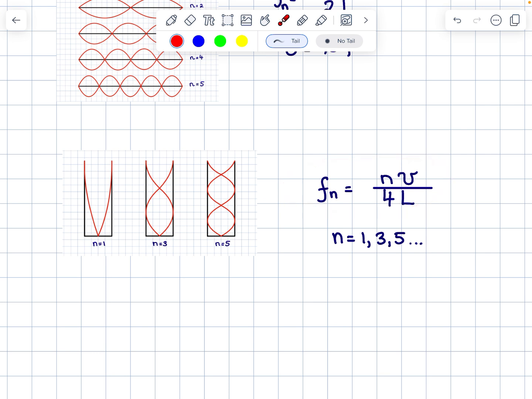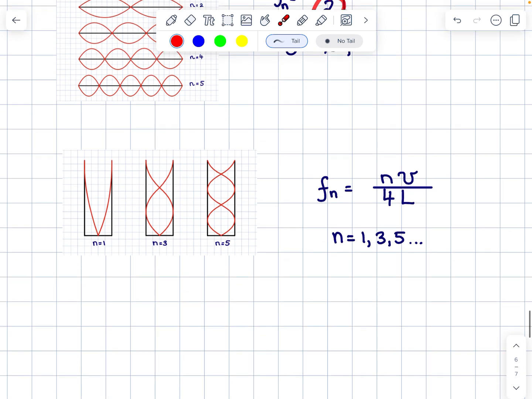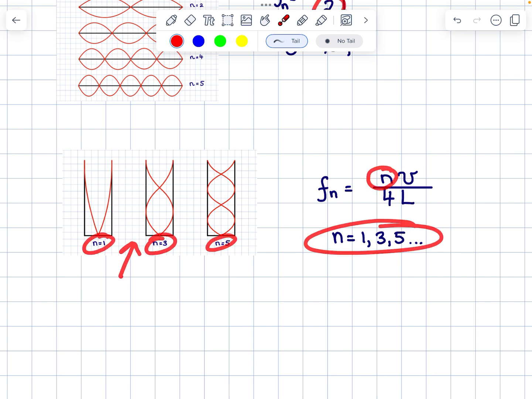There's two things that are different about it. Since the velocity of the wave is the sound wave, this V here is 341. It's the velocity of sound in air. There's a 4 down here instead of a 2, so watch out for that. And the harmonics are only odd numbers. You can get 1, 3, or 5. There is no 2. Does not exist. Okay? So those have to be odd numbers.